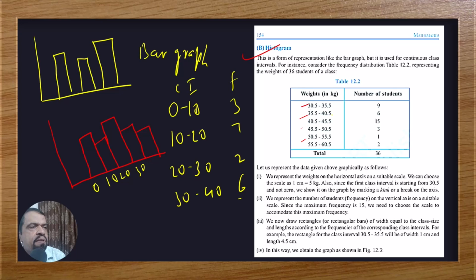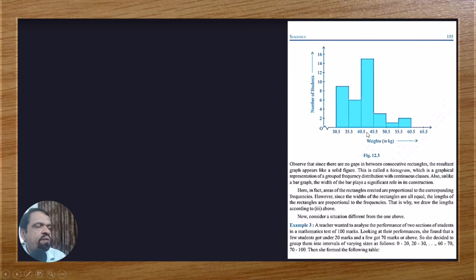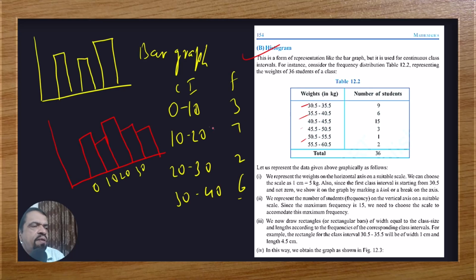Now see this table 12.2. This is the weight and these are the number of students: 30.5 to 35.5, 9 students; 35.5 to 40.5, 6 students, representing the class interval. Till now we saw that here also the class size is 10. This is the class size. Class size is 10, meaning the difference between the lower and upper limit is only 10, the same. So this is the class size, this is the lower limit and the upper limit.